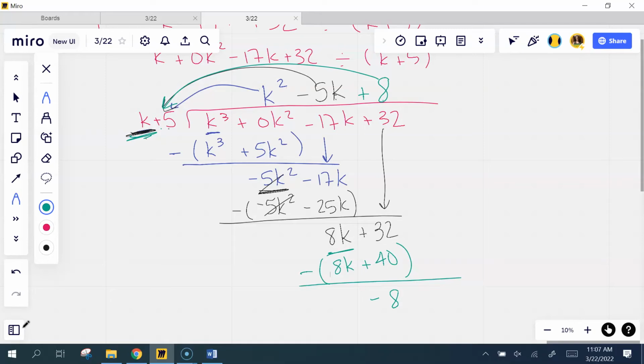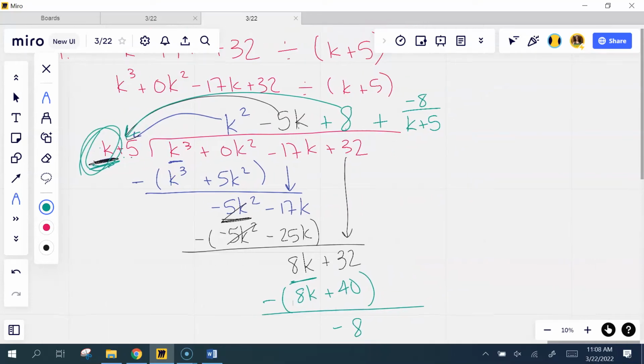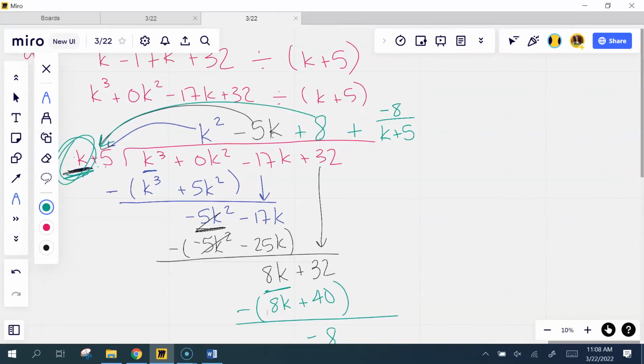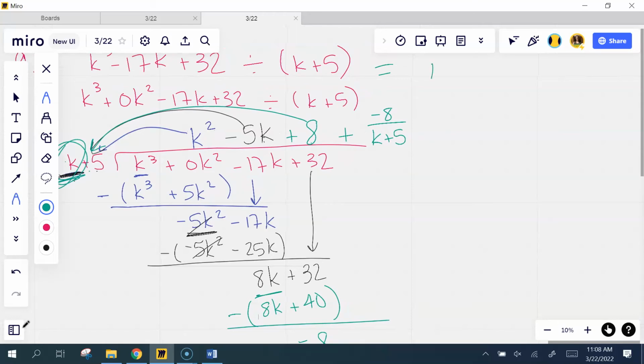Everybody always says, how do you know when to stop? When you can't multiply this by anything and get this, you stop, okay? That's now my remainder. So I'm going to say plus negative 8 over k plus 5. Now, Brooklyn, you asked about how do you know it's plus and it's always plus. Now, if there's just one thing in the fraction up top and you want to make it subtraction, you can, but you don't have to. You were following along but doing the wrong one. All right, so this equals k squared minus 5k plus 8.